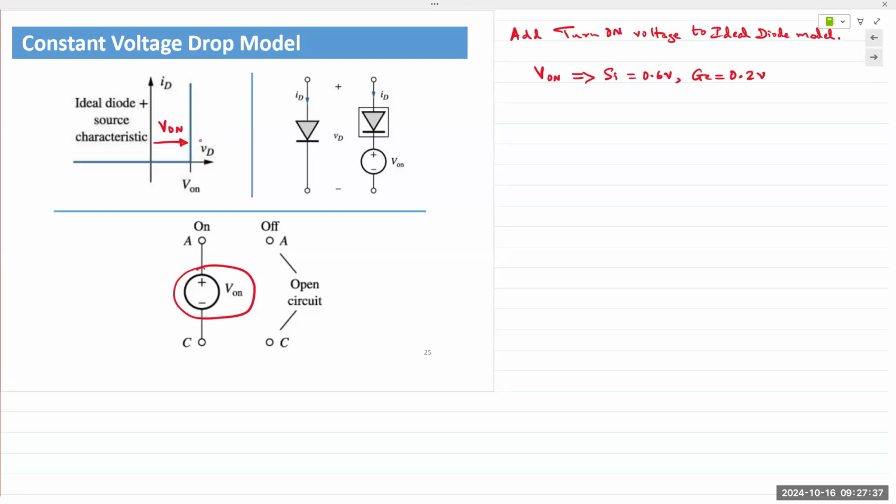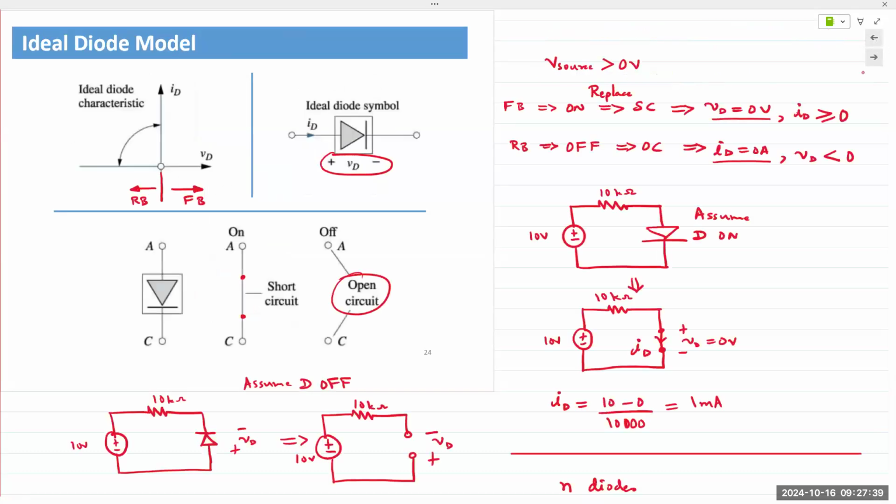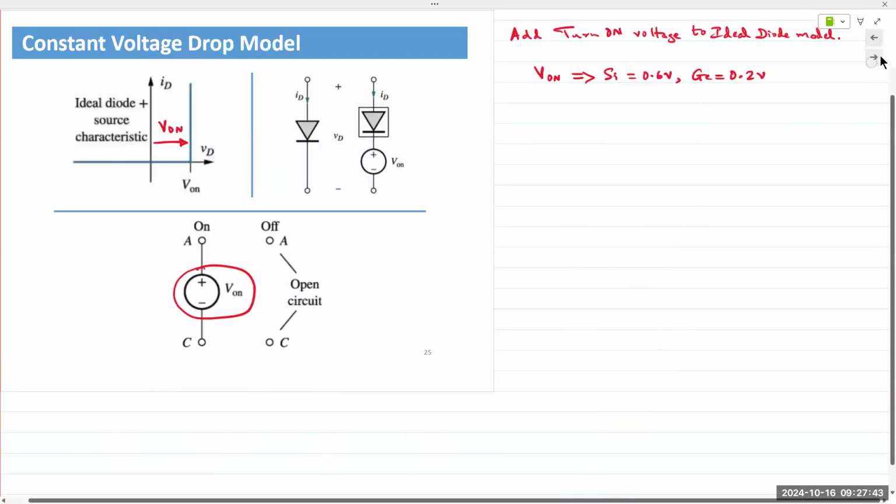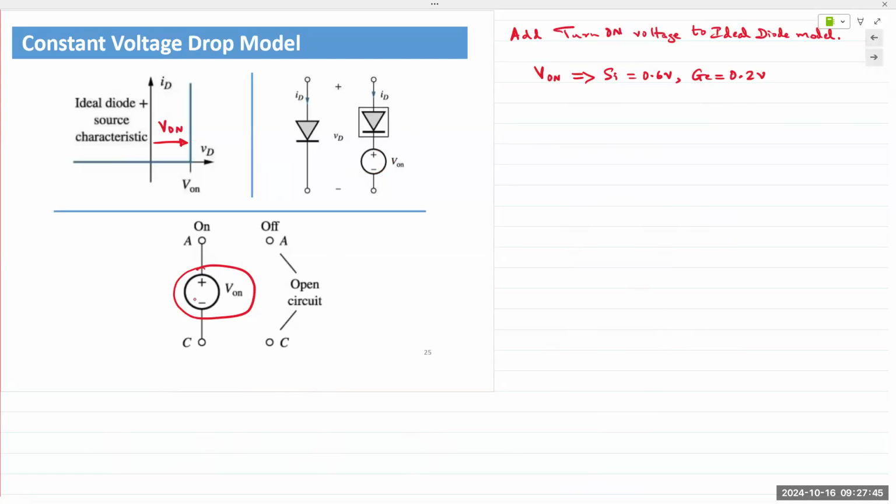So in the ideal diode model, we replaced it with a short circuit right here. In the constant voltage drop model, we replace it with the power supply, not a short circuit. The power supply is required to turn the model on. Everything else about the technique remains exactly the same as the ideal diode model.